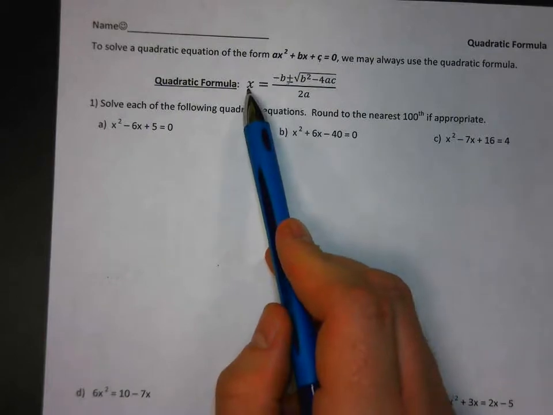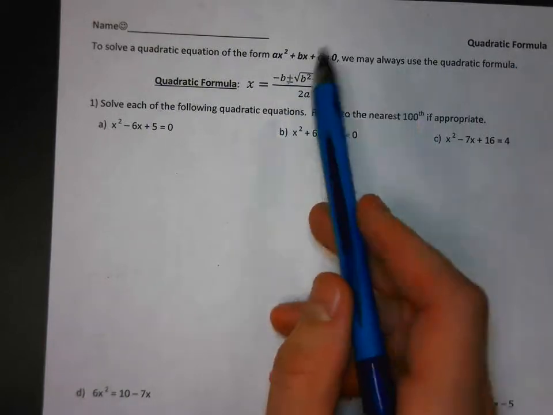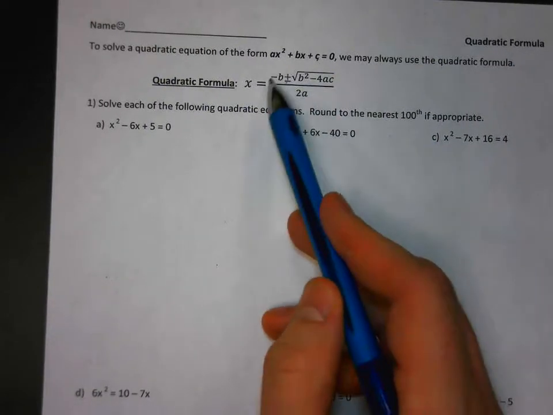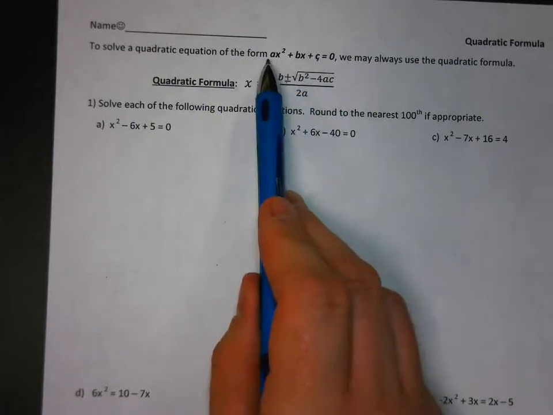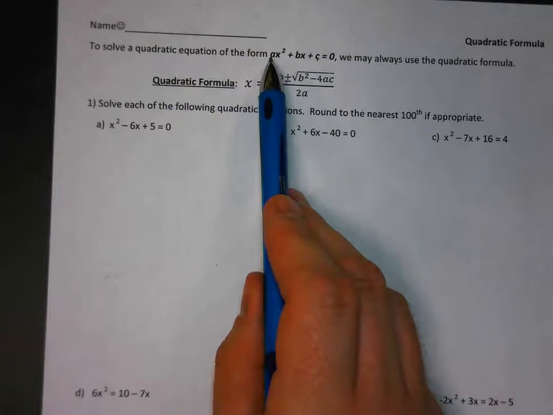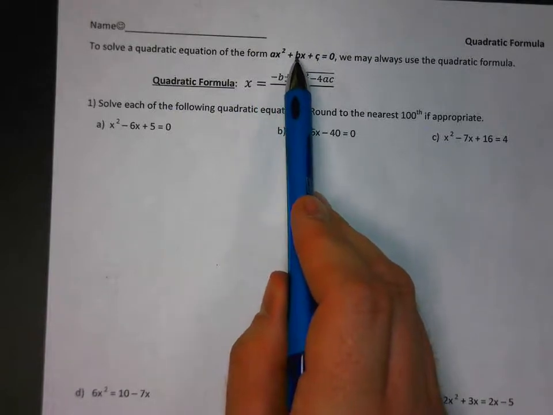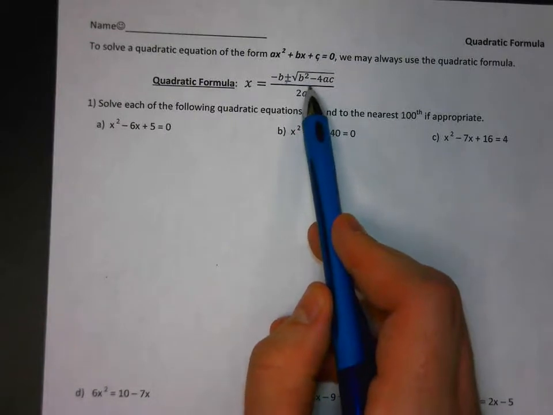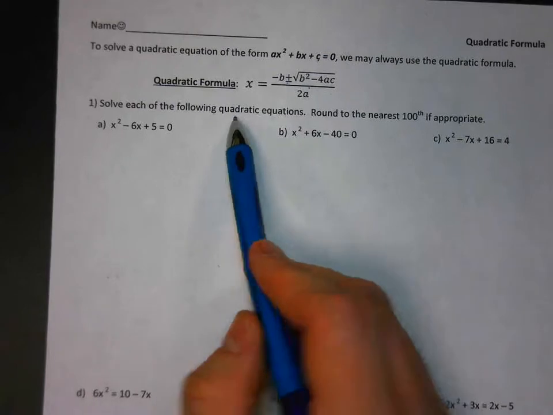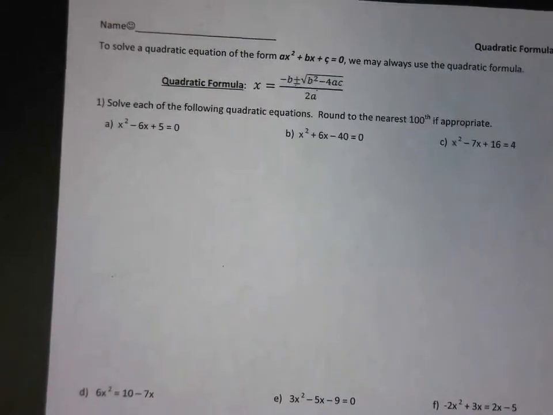We're solving for x, so it's going to be x equals. Your values in your formula come from your equation. A is the coefficient of x squared, b is the coefficient of x, and c is the constant. That's just substituting into the variables down here. So, solving each of the following quadratic equations, rounding to the nearest hundredth.